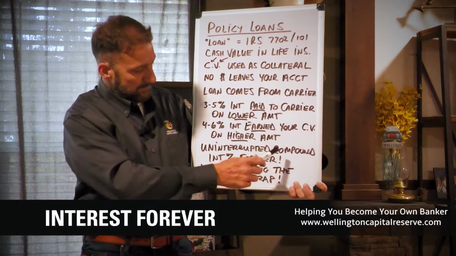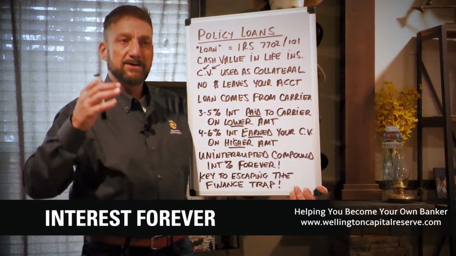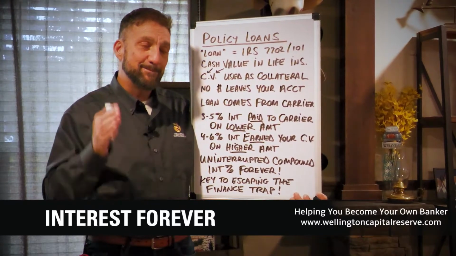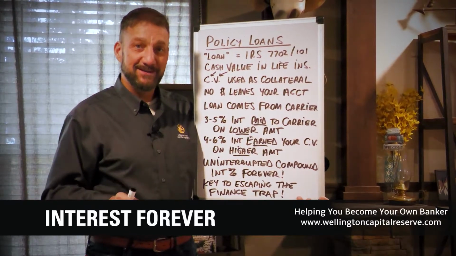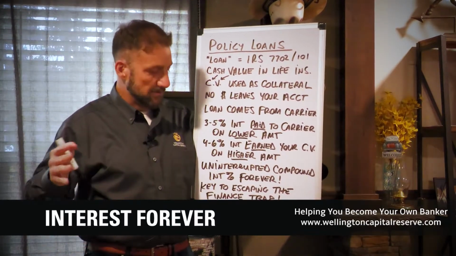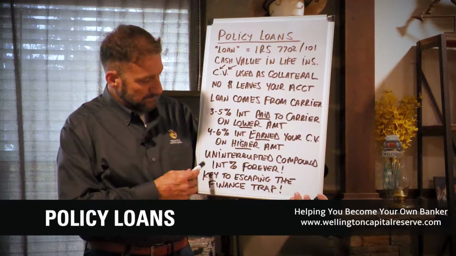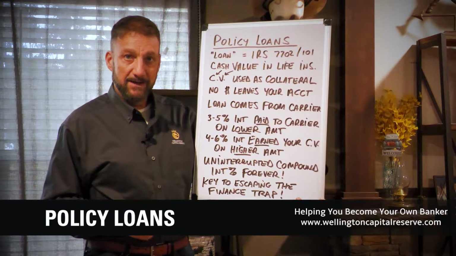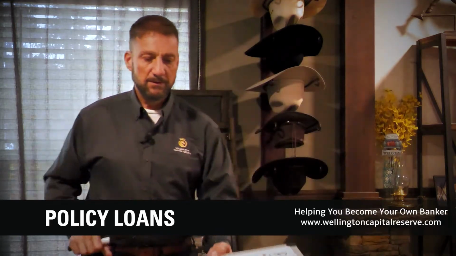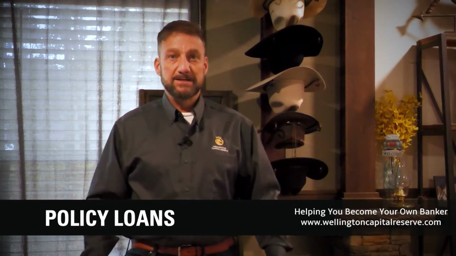So then you have uninterrupted compound interest forever, because the money's coming from the insurance company and no money ever leaves your account. Let me repeat that. No money ever leaves your account. Because that's the case, it all continues to stay there earning and accumulating interest. So this is the key to escaping the finance trap. The finance trap ends when you set up a privatized banking system.